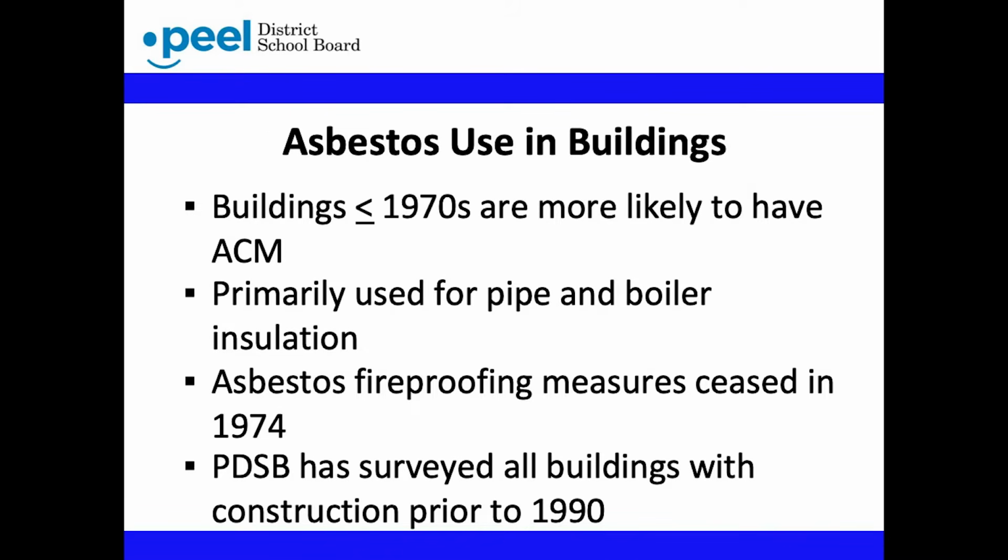Does the building I work in contain asbestos? Buildings and other structures built prior to the 1970s likely used asbestos-containing material for pipe and boiler insulation. The use of asbestos for fireproofing measures ceased in 1974. Although legislation prohibited the production of friable asbestos products in the early 1970s, some installation continued until the early 1980s. As a result, the PDSB has completed asbestos surveys for buildings constructed prior to 1990. The PDSB Asbestos Management Program contains a list of locations that have surveys and will be discussed in further detail in a later chapter. But let's discuss how to recognize ACMs further.